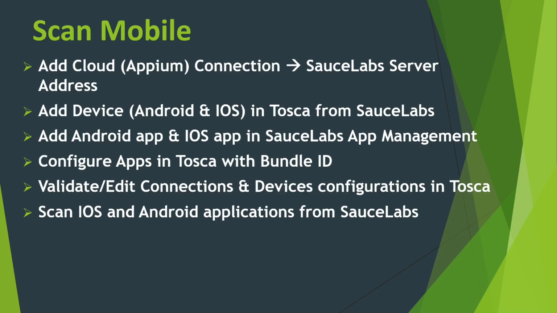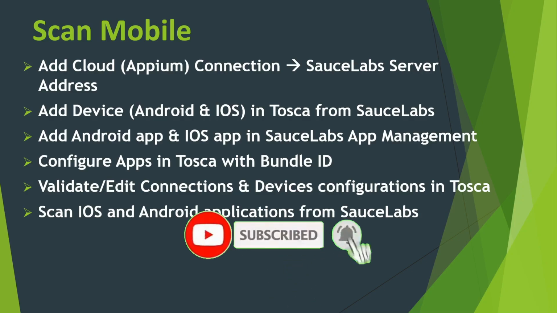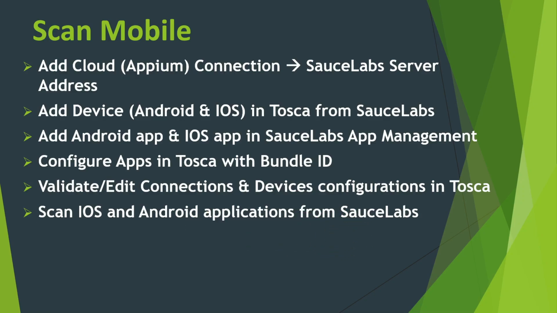And then you need to configure apps in Tosca with bundle ID that comes from your SauceLabs. And then we need to validate and edit connections and device configurations in Tricentis Tosca. And now you can start scanning your iOS and Android apps from SauceLabs. So now without delay, let us jump onto the system and see how can we integrate your Tricentis Tosca with SauceLabs so that we can scan the applications by using the real devices available in SauceLabs.